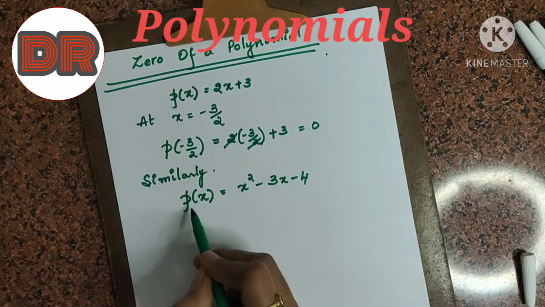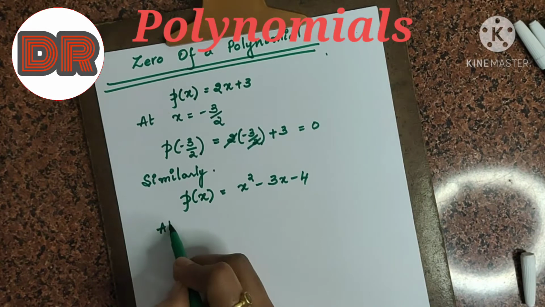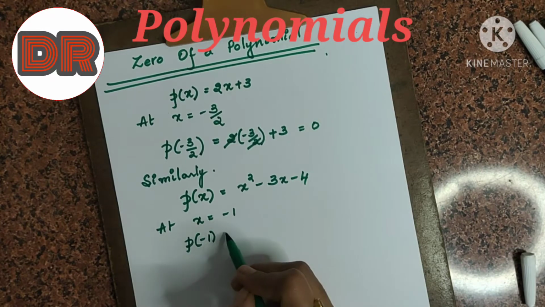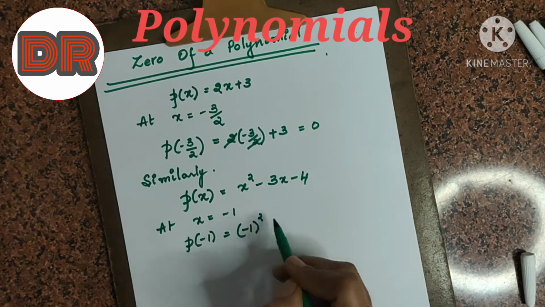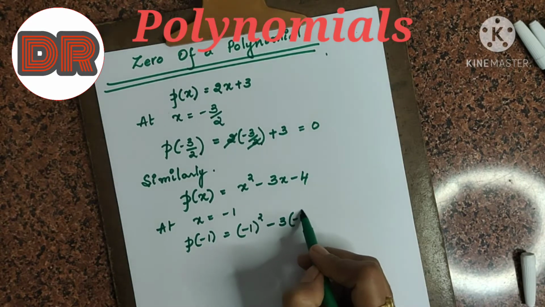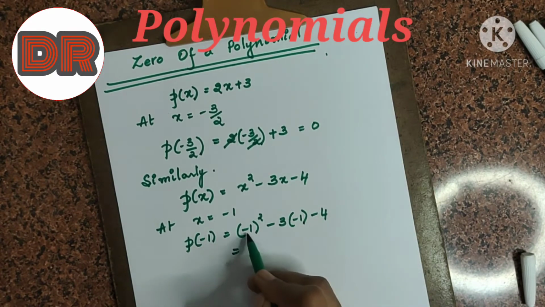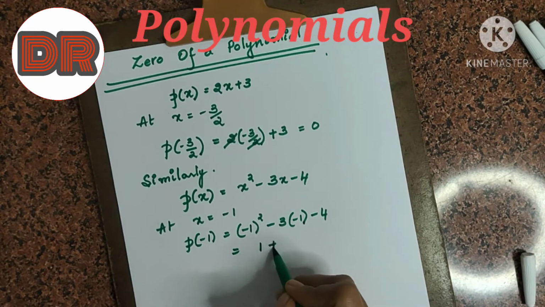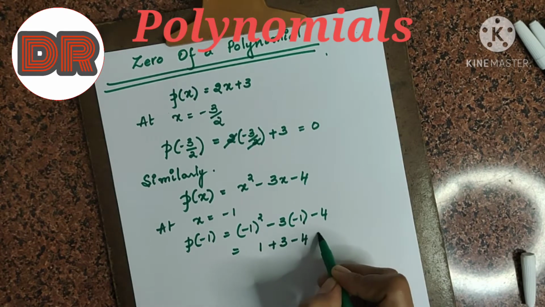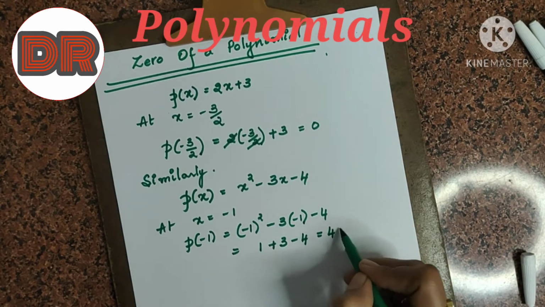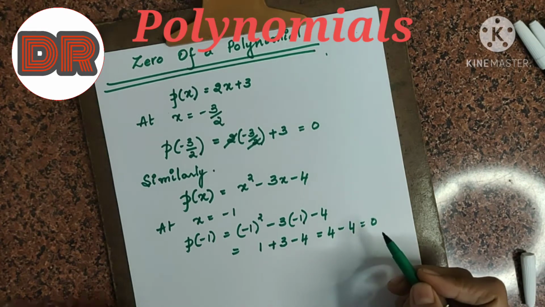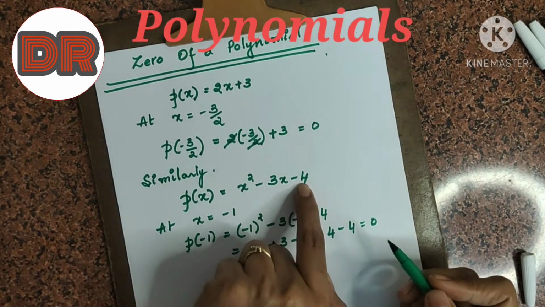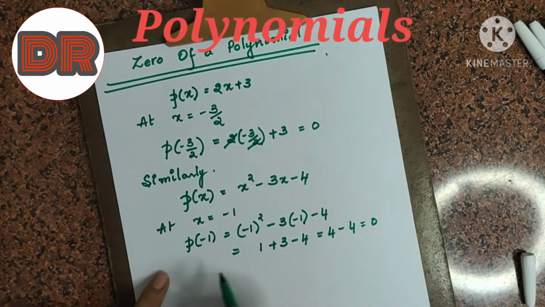Let me calculate the value of this polynomial at x is equal to minus 1. So let me substitute x as minus 1 here. So what are you getting? So it is minus 1 square minus 3 into minus 1 minus 4. So minus 1 square is plus 1, minus 3 into minus 1 is plus 3, minus 4. So this gives us 4 minus 4 is equal to 0. So the value of the polynomial, which is here a quadratic polynomial, is 0 at x equal to minus 1.